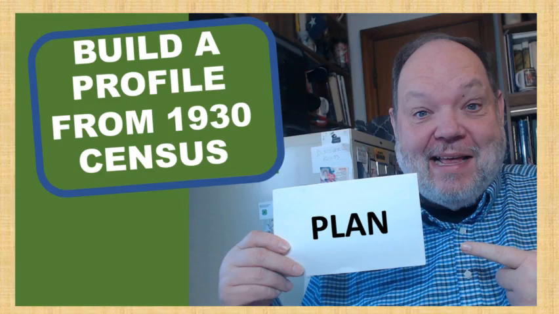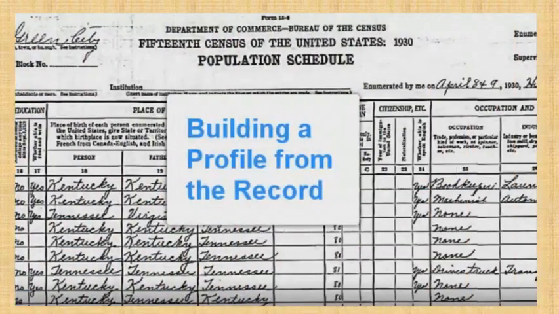Again, let's do the simple process of building our profile from the 1930 census. Rather pick out something so you can see the basic aspect than to try to make it difficult. A profile can be a fairly simple process in the idea of doing this. But let's look at what we're examining within that record. So let's build a profile from the record.